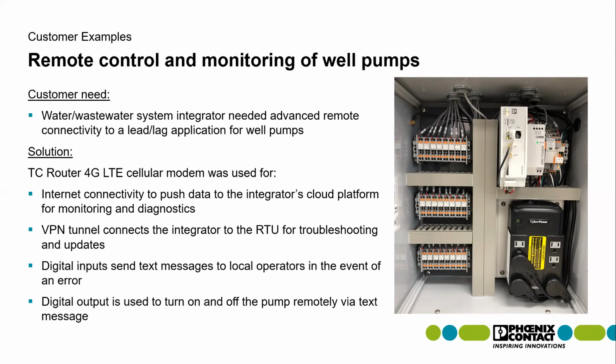On top of that, they used the text messaging features of the TC router. They had some digital inputs and could send text messages to local operators in the event of an error or fault. But the operators could also send a text message back to the TC router to turn on an output, which would turn the pump on and off remotely. So they really had full control. This was a really cool, all-encompassing remote connectivity example.